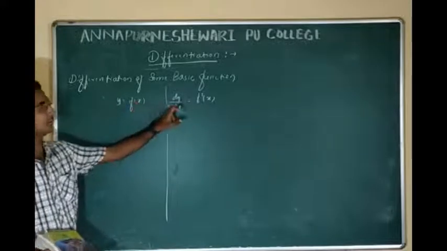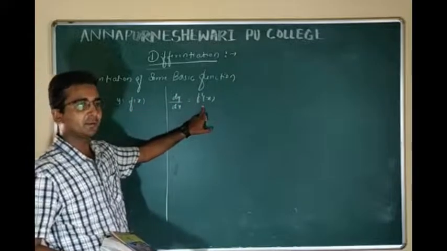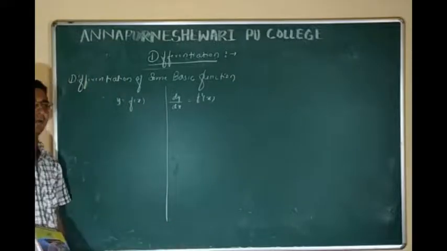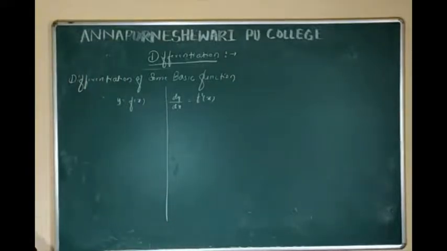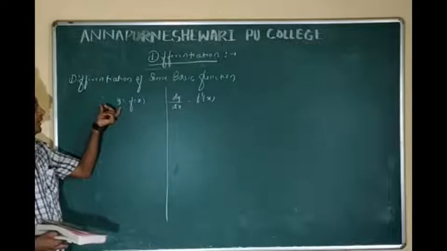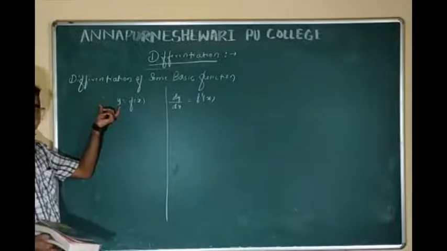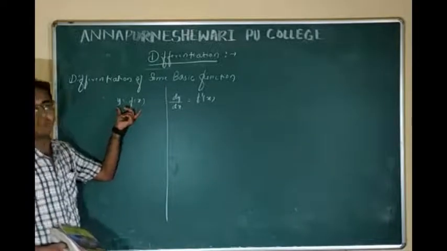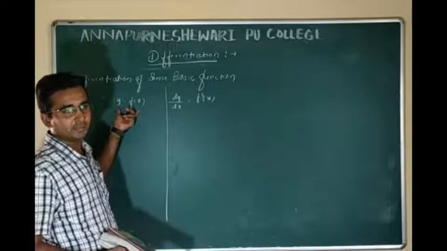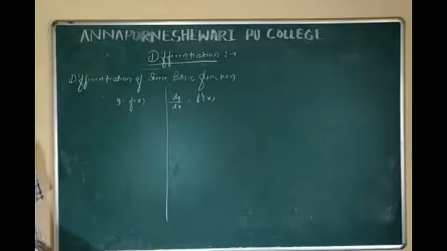Here this function is differentiable. After the differentiation, what do you get? f dash of x. In the examples, they may give them in terms of y, or they may give them in terms of f of x. The domain should be x only.